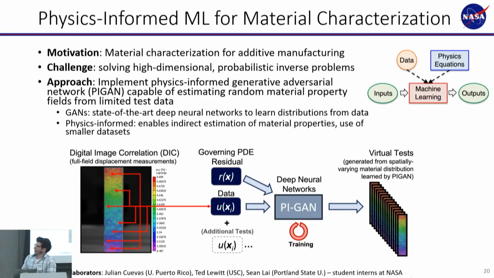So this diagram on the bottom shows a bird's eye view of what we're trying to do in the project. We're using digital image correlation, which is a technique that gives you full field deformation data about some test specimen under load. We're trying to run just a small amount of tests, train a PyGAN from that data, and be able to essentially produce results from an unlimited amount of tests that agree with that test data that we got, but is also physically admissible based on the physics.